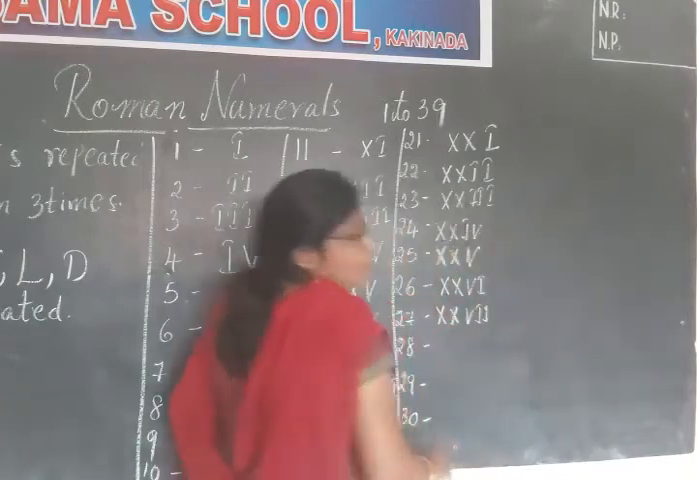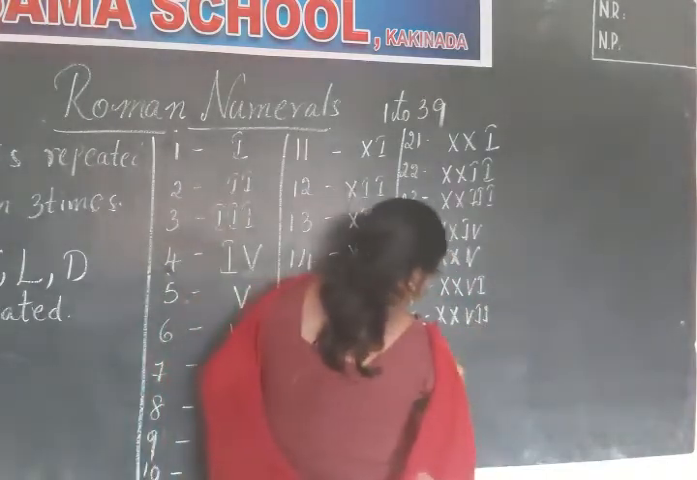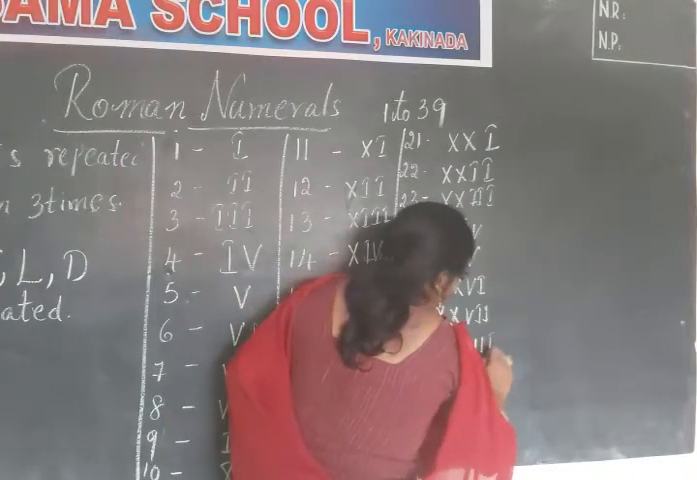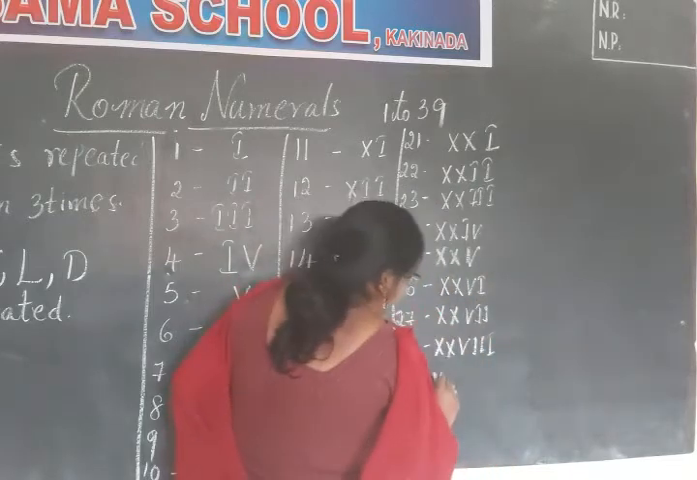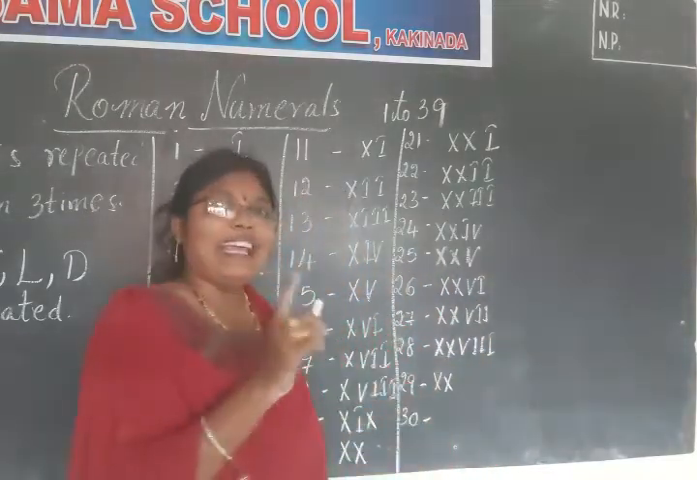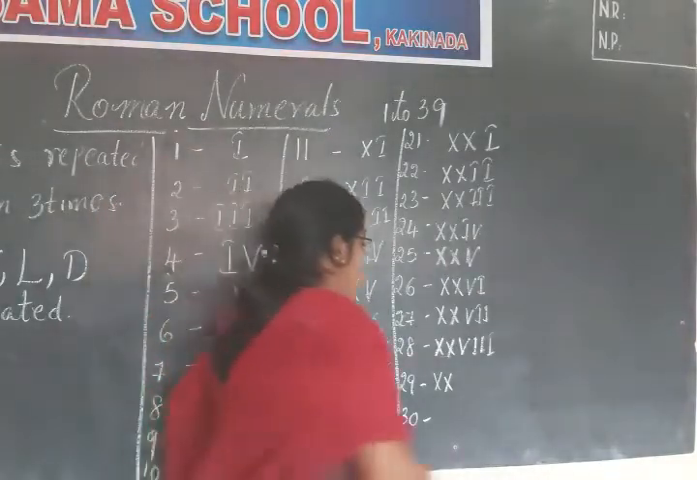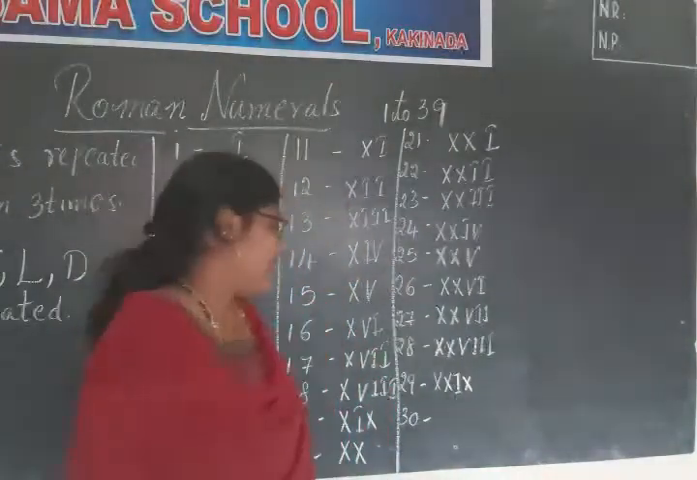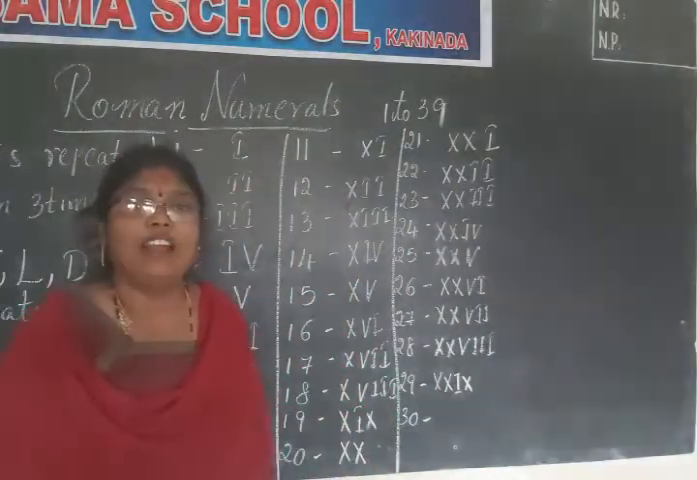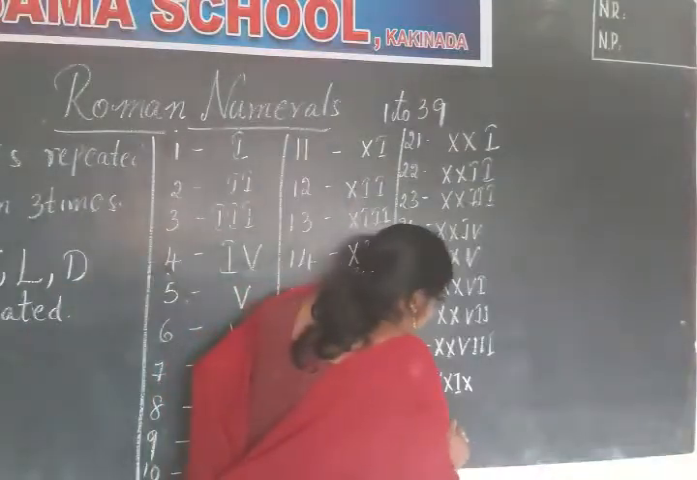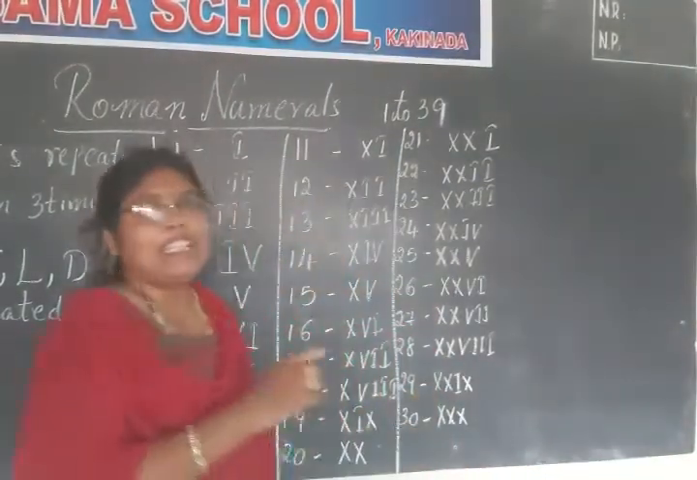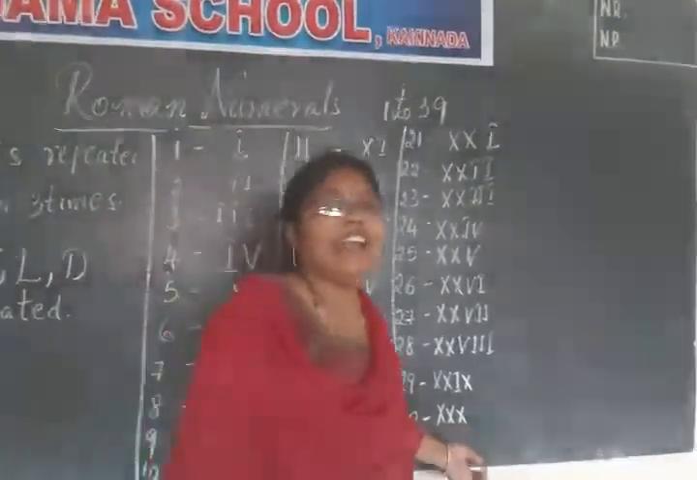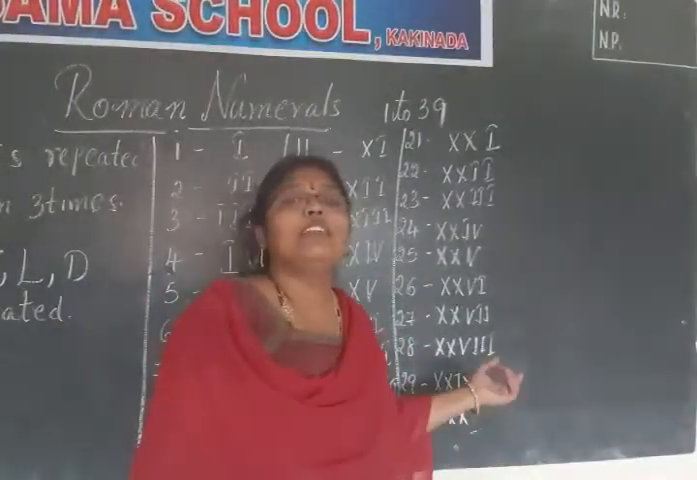27 double X V double I. Again 20 double X V triple I. 29. What is the symbol for 9? IX. So write 20 double X and IX. 29. And what is for 30 children? Triple X. 10 plus 10 plus 10. Already we have 20 double X and add one more X. Then it will become 30.